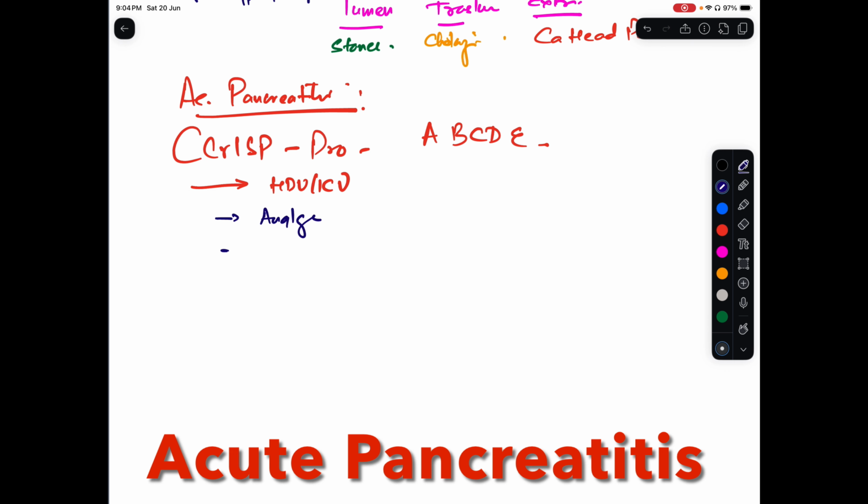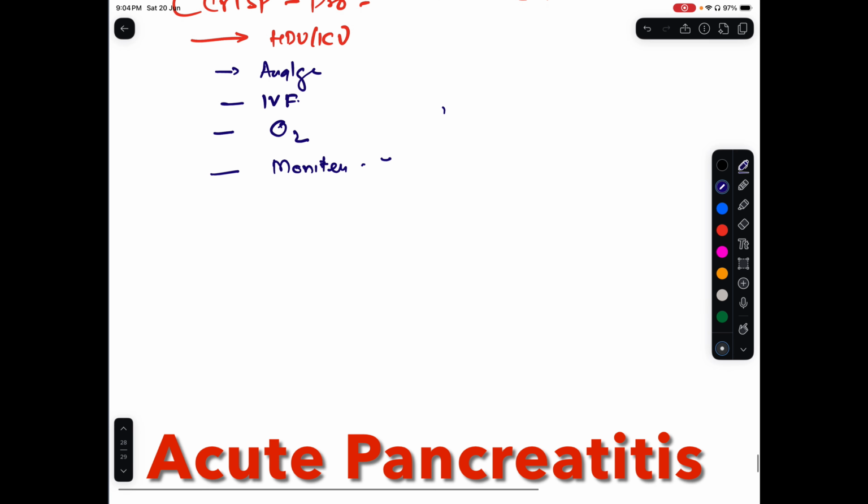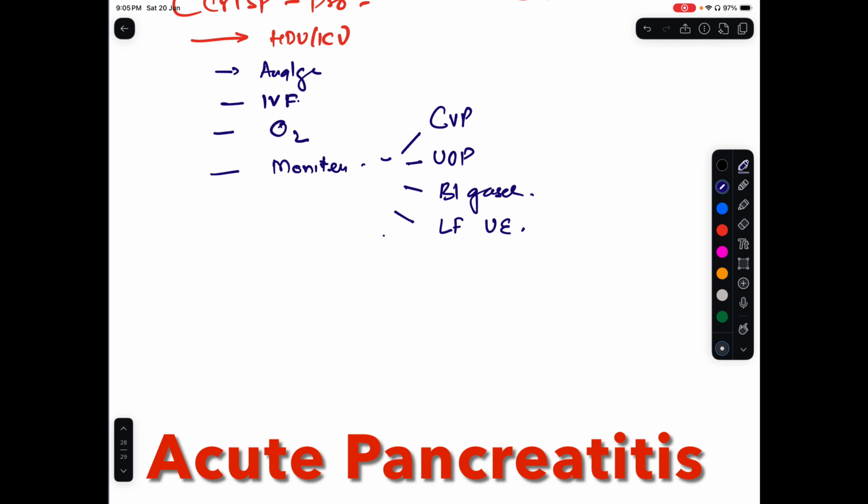analgesics, IV fluids, oxygen, and monitor CVP, urine output, blood gases, liver function, urea and electrolytes, clotting profile, calcium, glucose. These are the things to be monitored.